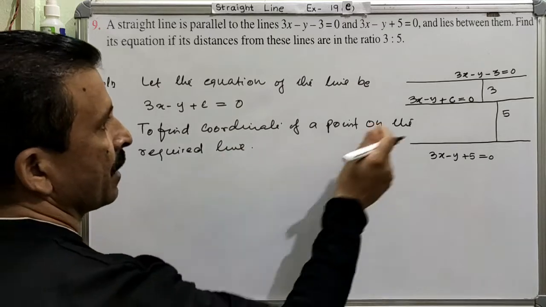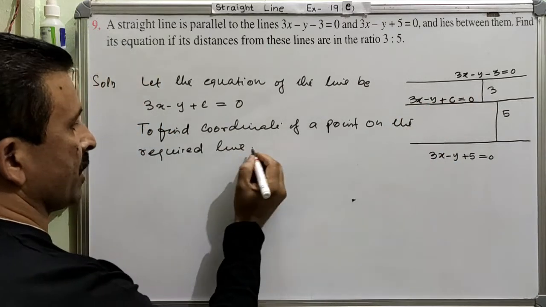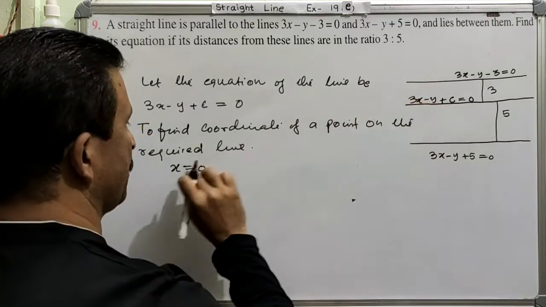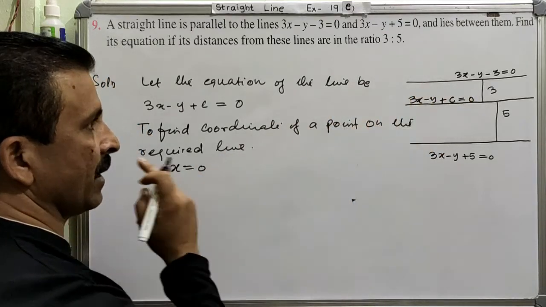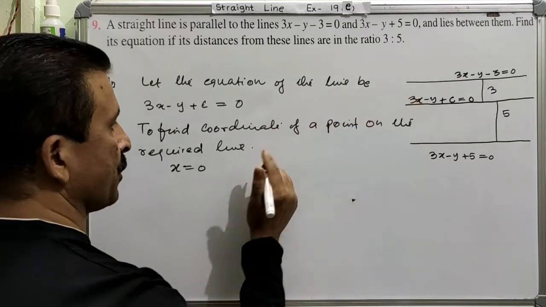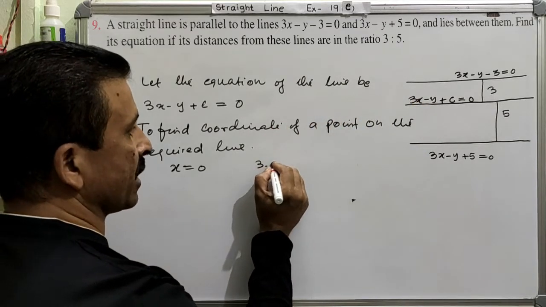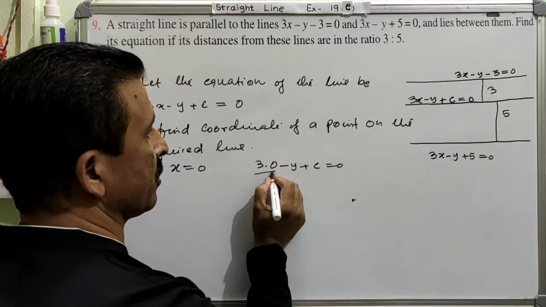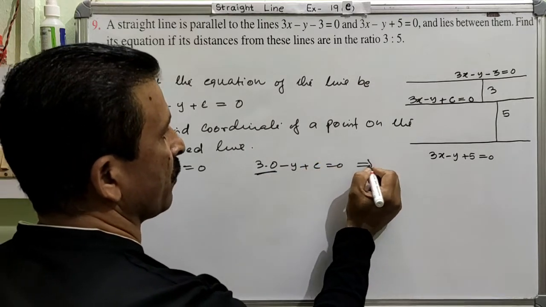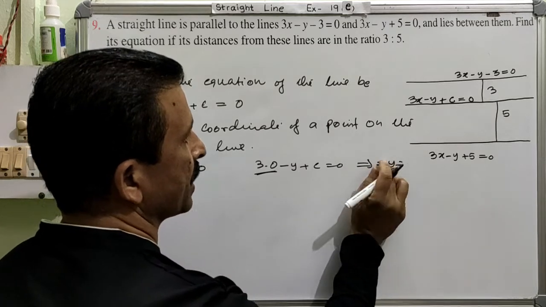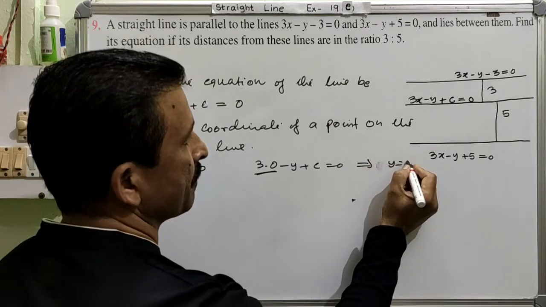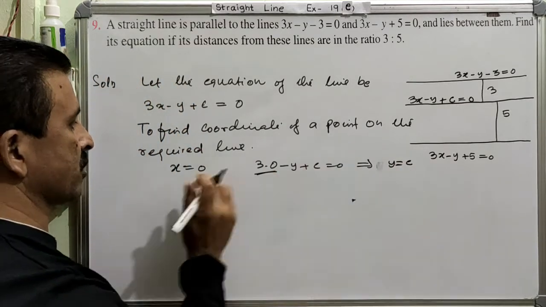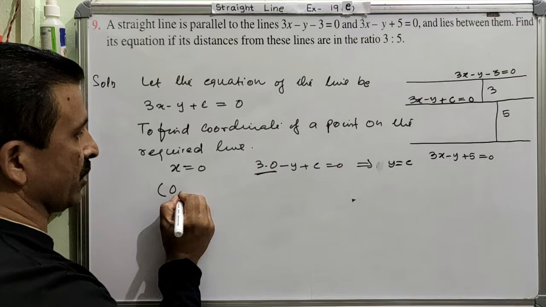For finding the coordinates, we do it by assuming x equal to 0. So in this equation, you will put the value of x as equal to 0 and you can get the value of y. So when you put it here, it becomes 3 into 0 minus y plus c is equal to 0. So this part becomes 0, clear? And therefore, your y will be equal to c. So x value is 0 and y is equal to c. So this way you got the coordinates of your point as (0, c).